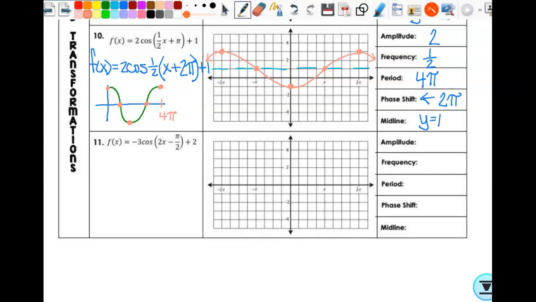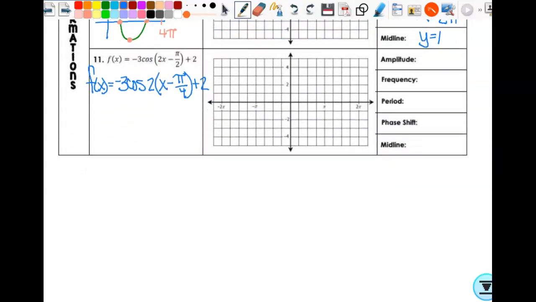Alrighty. Then let's make sure we can get this one factored right, and then I'm going to let you graph this one. So f of x equals negative 3 times the cosine of 2 times x minus what? Pi fourths. Good. Plus 2. Okay. So you find all your important stuff. Get that graph sketched.